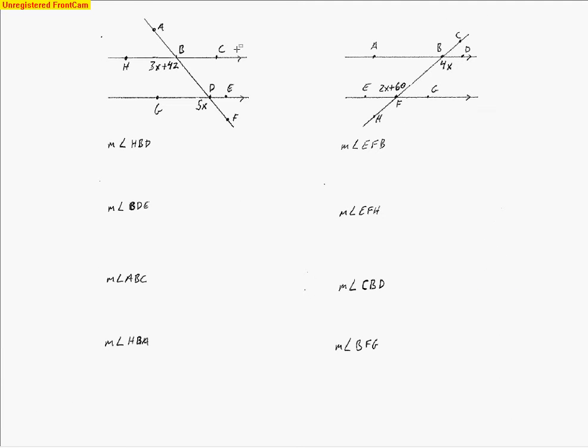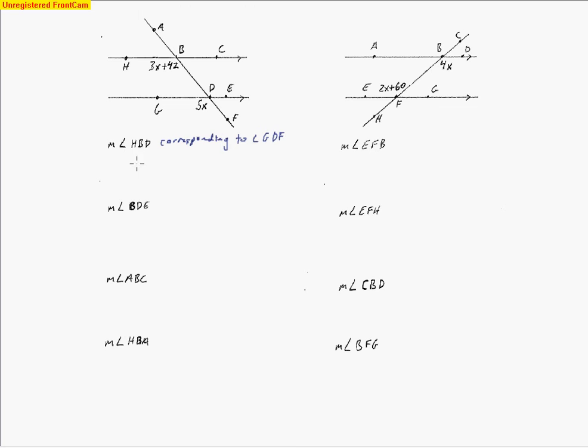I've got these two parallel lines, and I've got the transversal. What they're asking for is HBD. So here's H, B, and D. They want to know what this angle is. It doesn't say what it is. It says 3x plus 42, but I know it equals GDF. So it's corresponding to angle GDF. That means they're equal.